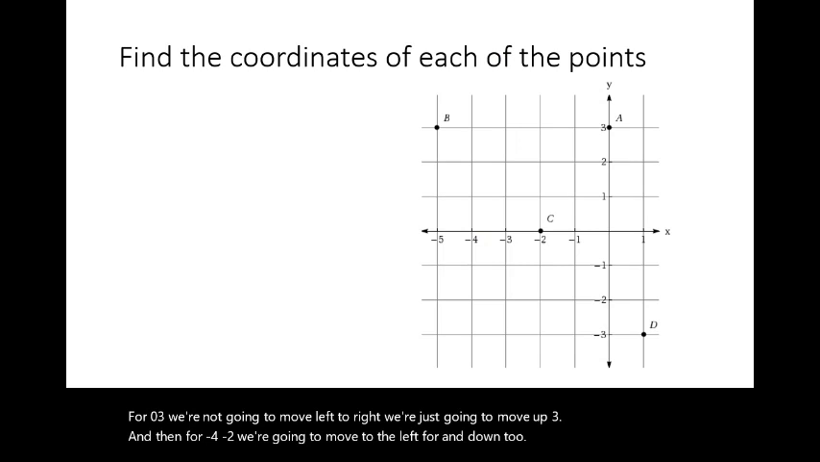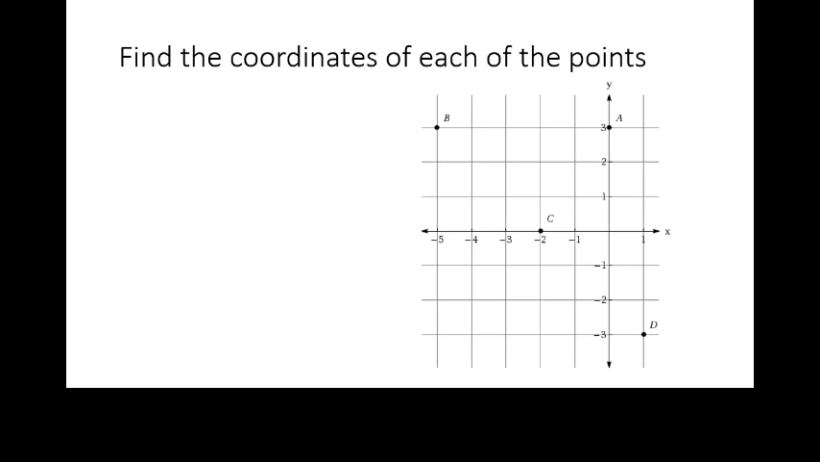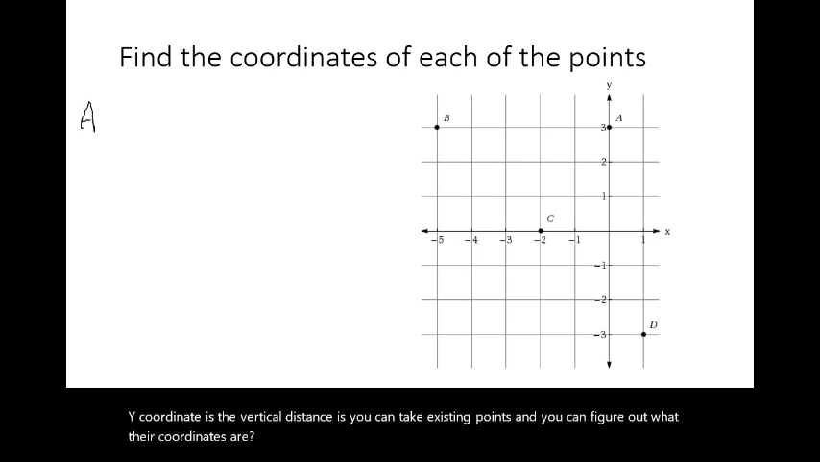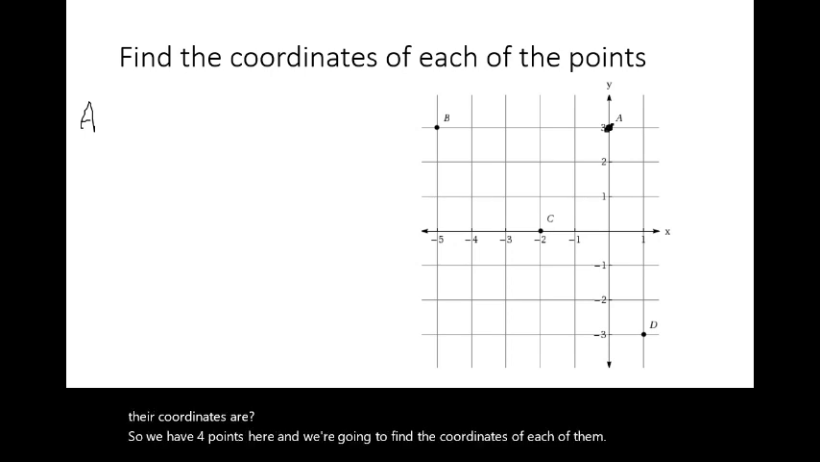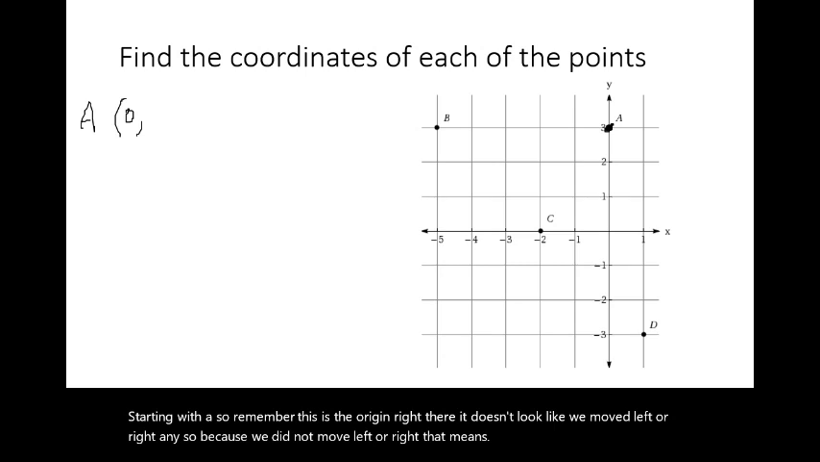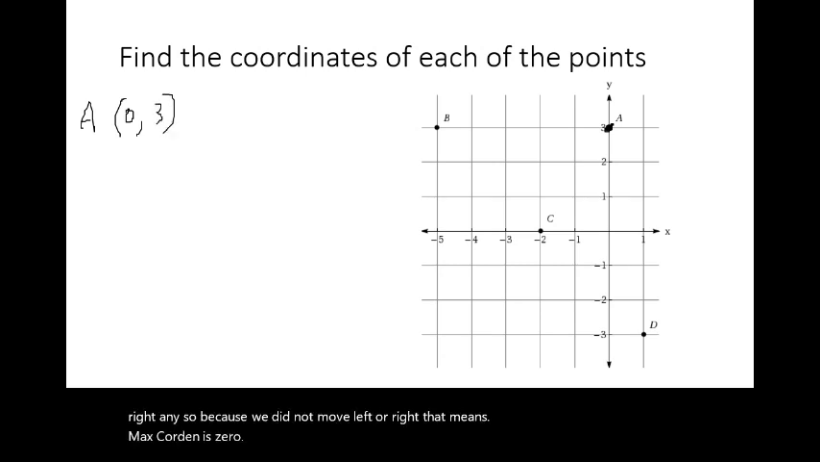What you can also do is, knowing that the x-coordinate is always the horizontal distance and the y-coordinate is the vertical distance, you can take existing points and you can figure out what their coordinates are. So we have 4 points here, and we're going to find the coordinates of each of them. Starting with A, so remember this is the origin right there. It doesn't look like we moved left or right any, so because we did not move left or right, that means your x-coordinate is 0. This is sitting up here at 3 units above the origin, so the y-coordinate is positive 3.